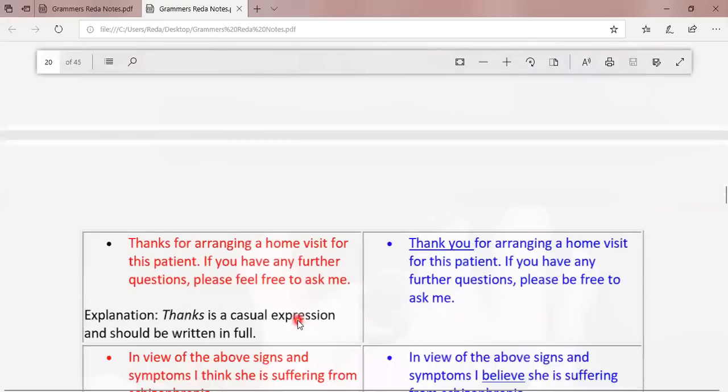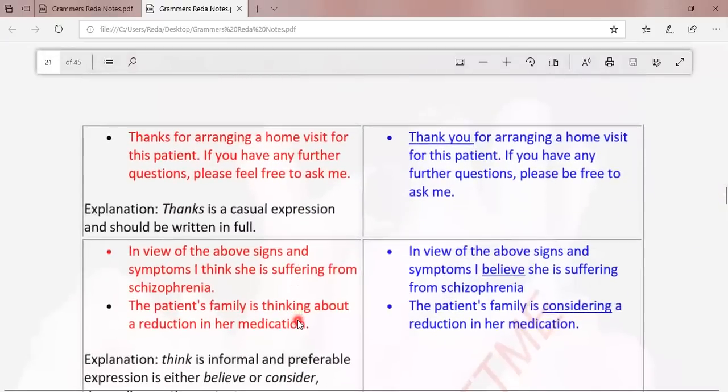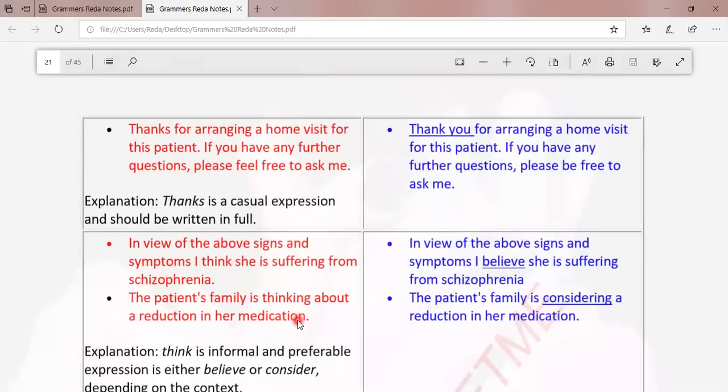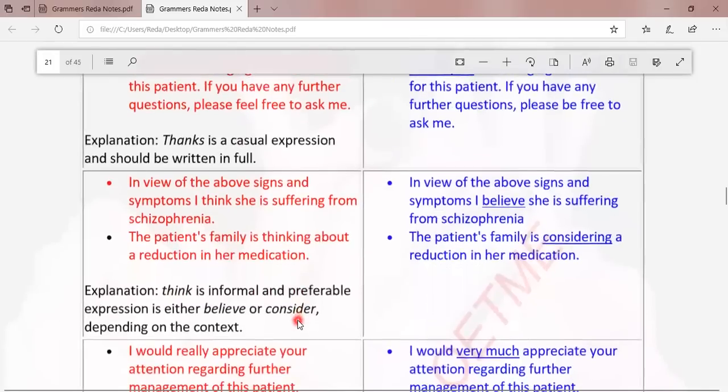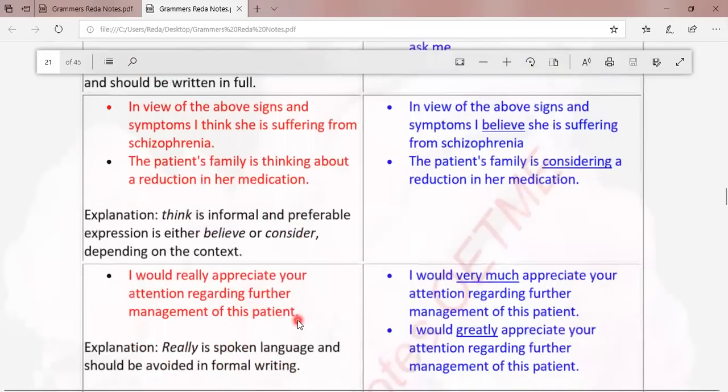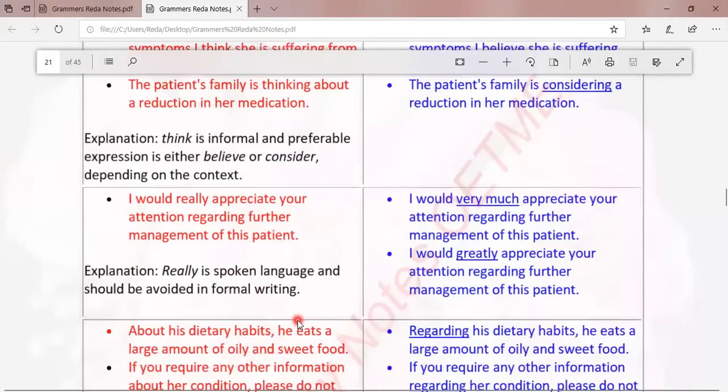Okay, so thank you for arranging a home visit for this patient. If you have any further questions, please feel free to ask me. Okay, regarding his dietary.